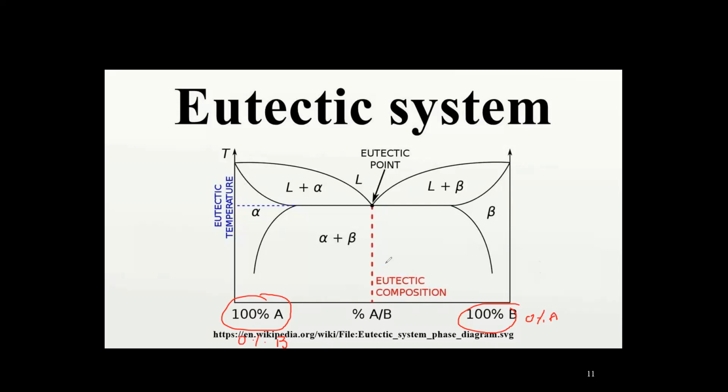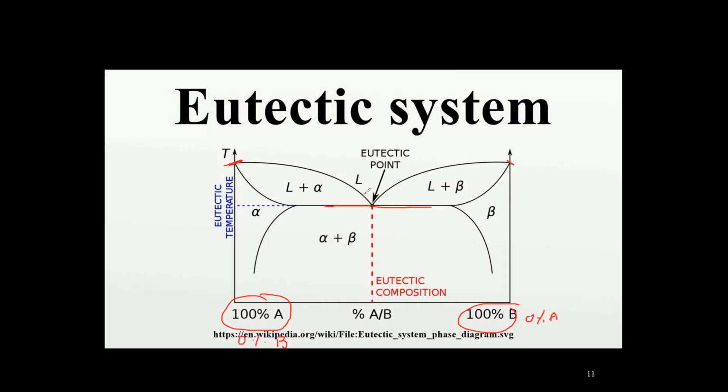Metal A has a particular melting point. On the x-axis we have composition and on the y-axis we have temperature. This is the melting point of metal A, and on the opposite side this is the melting point of metal B. At a particular composition, these two materials mix and have a minimum melting temperature. This is the invariant line.